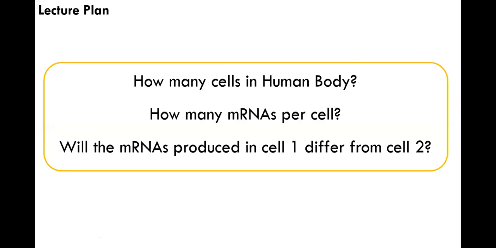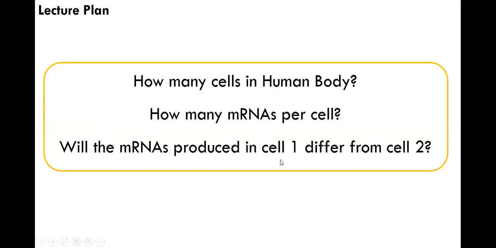Trillions of cells, and on average, a cell can produce approximately 10,000 mRNAs. That is already established. People know that. And yes, if you take a scenario of cell 1 and cell 2, the set of mRNAs or RNA transcripts, the transcriptome, may differ from cell to cell. It may differ from population to population.